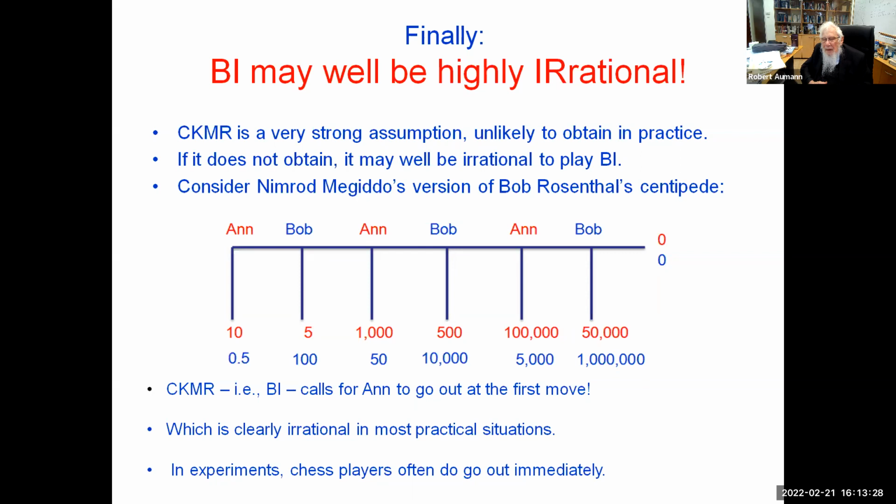Obviously Bob will go down at his last move. And therefore Anne will also go down at her last move, because she has only to lose if she goes across. She'll get 50,000 instead of 100,000, and so on.